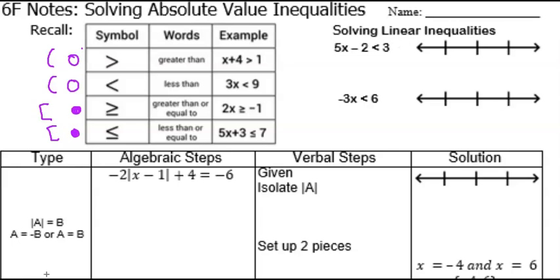Let's try these examples right here for solving linear inequalities. So the first one says 5x minus 2 is less than 3. To solve this one, we're going to add 2 to each side, so that we have 5x is less than 5. Divide each side by 5. So that's 1x is less than 1. So we'll plot 1 on the number line with a hole because there's no line. X is less than, so we're going to shade in the left side.